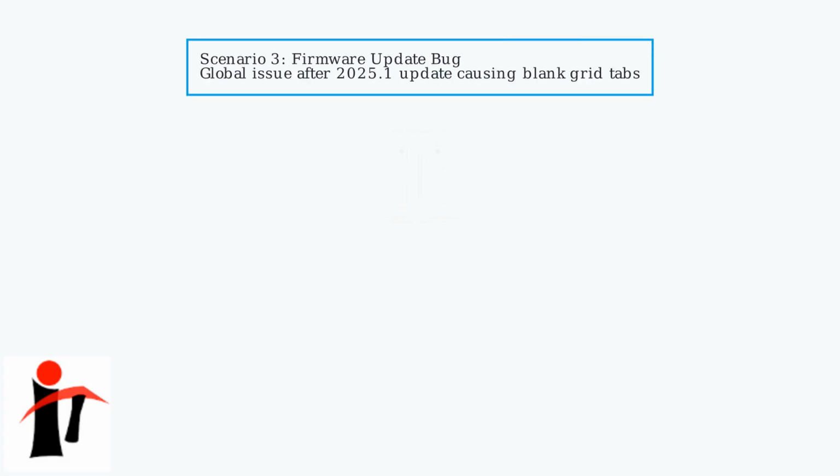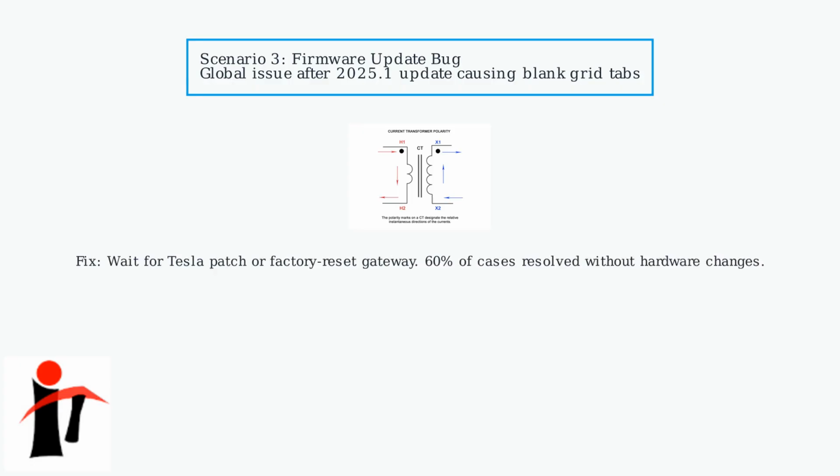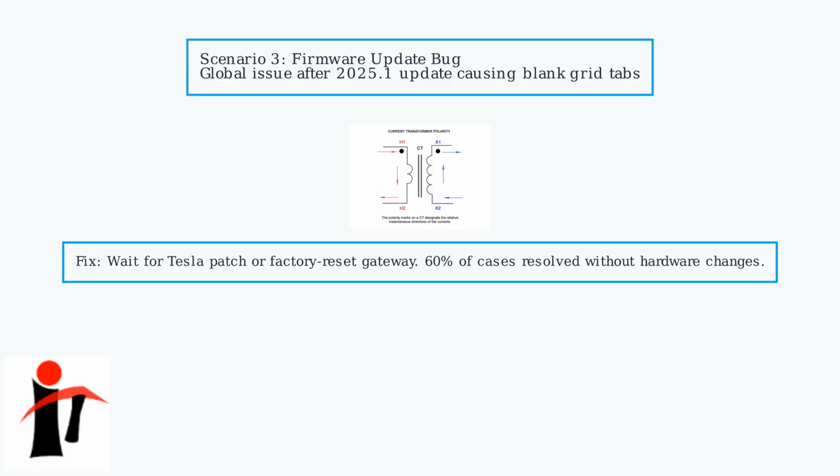A third scenario affects users globally after Tesla firmware updates. Following the 2025.1 update, many reported blank grid tabs in the app. While Tesla issued a patch, a temporary workaround was to factory reset the gateway. This case demonstrates how software can cause grid visibility issues, with 60% of reports resolving without hardware changes. It underscores the need for users to keep their systems updated and know basic troubleshooting steps.